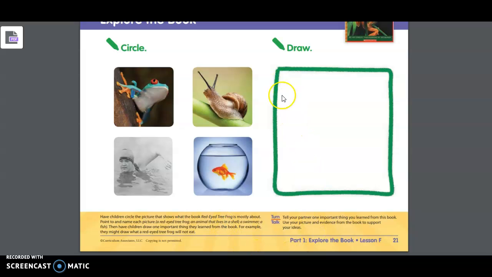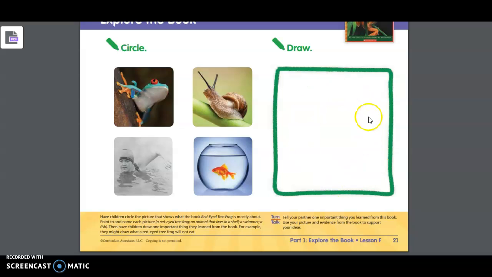All right, in this box, I want you to think. Informational stories, the authors write them to teach us about something. So I want you to draw me a picture of one important thing that you learned from the book. Okay, here's an example. You don't have to draw this, but here's an example. You might want to draw something that the red-eyed tree frog will not eat. Maybe you didn't know that, what we learned, how they won't eat some of those insects because they're poisonous. Maybe you learned something else about the red-eyed tree frog, something new.